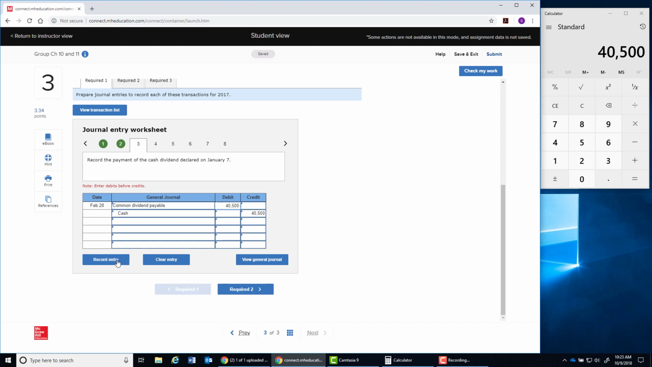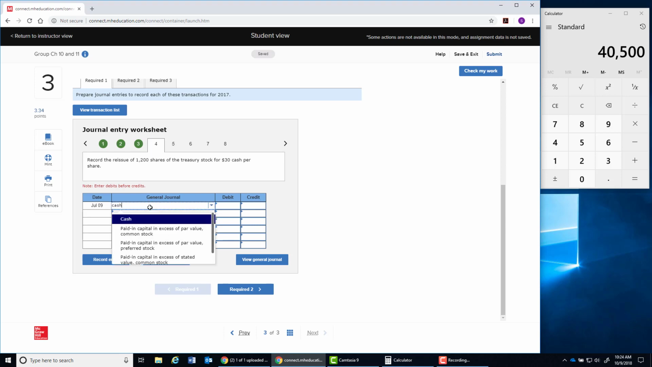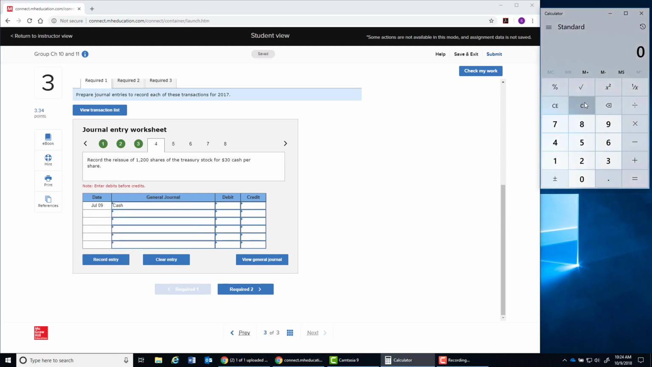All right, got to start thinking about the treasury stock again. Just as a reminder, we bought 3,000 shares at $25 a share, and now we're selling 1,200 of those 3,000 for $30. Okay, well, what do we get? We're getting cash, and we calculate that cash as 1,200 shares times $30. So I'm getting cash of 36,000.